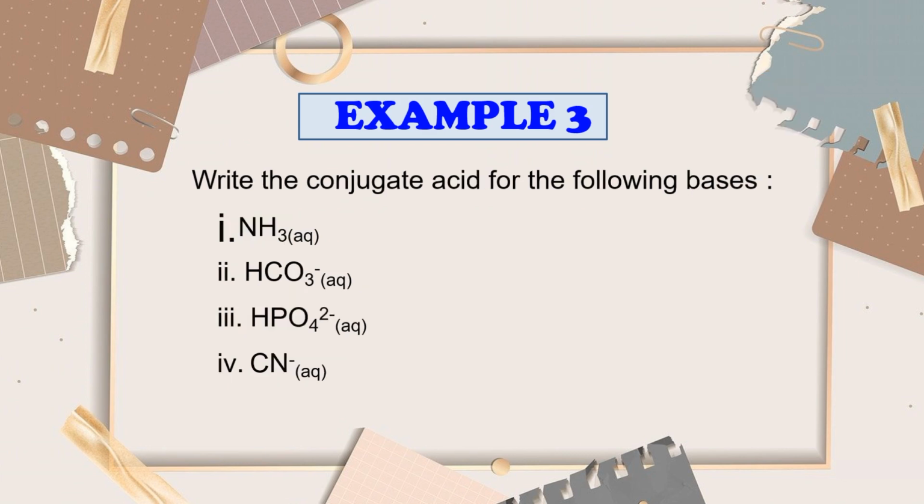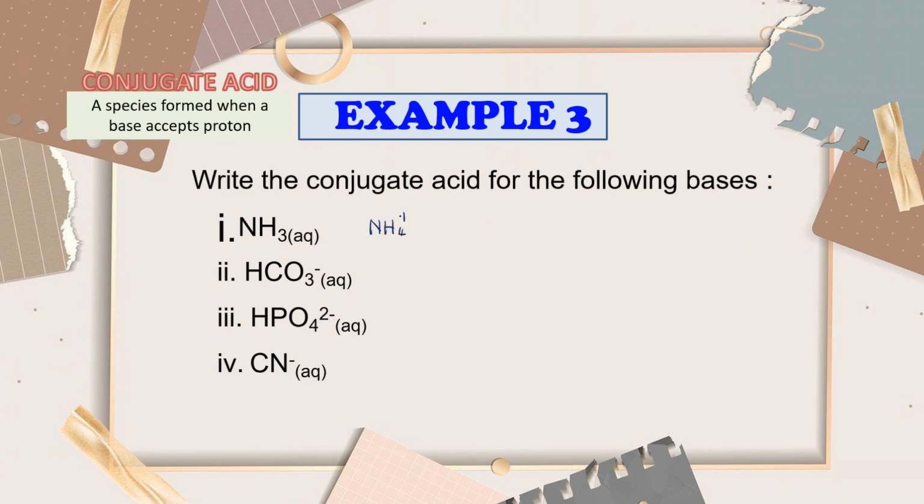Okay, next example, write a conjugate acid for the following bases. Conjugate acid is defined as the species formed when a base accepts a proton. So it must accept a proton. NH3 accepts a proton, so it becomes NH4 plus. HCO3 minus accepts a proton and becomes H2CO3.